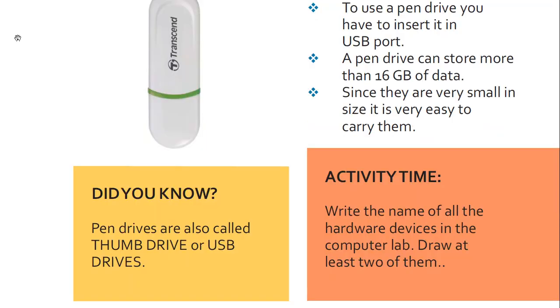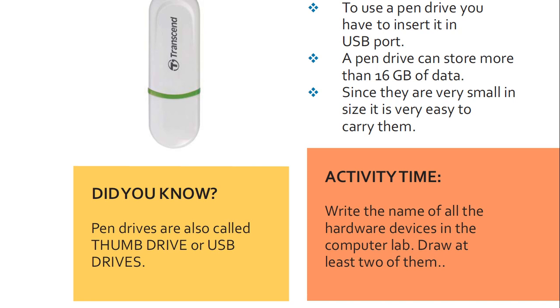Students, pen drives are also called thumb drives or USB drives. Thumb means our thumb finger size. A pen drive is normally about the size of a thumb. That's the reason they are called thumb drives. We insert them into the USB port, and that's the reason they are called USB drives.